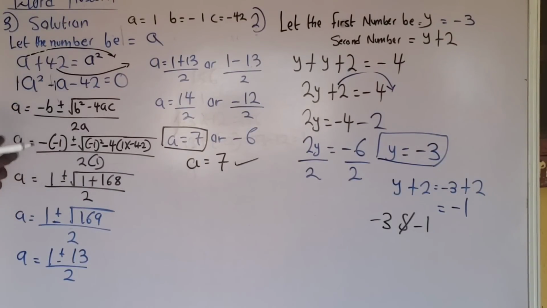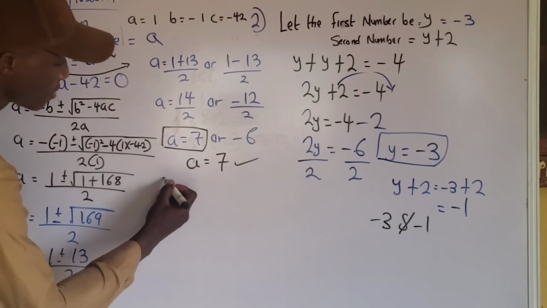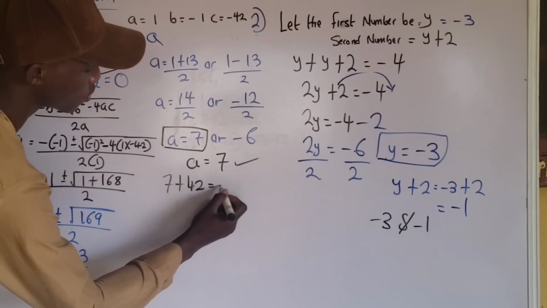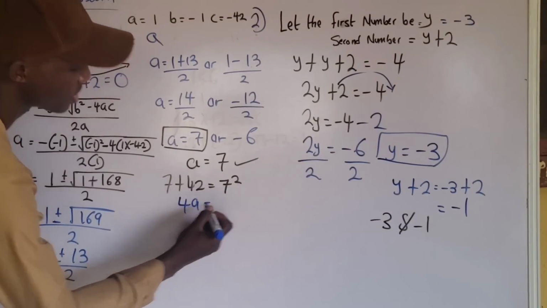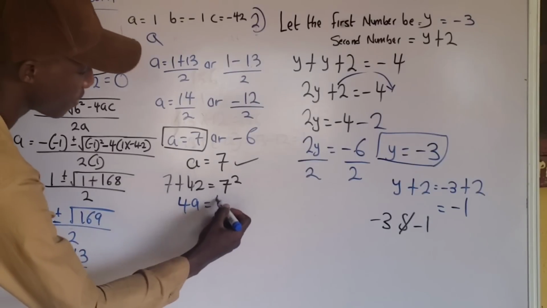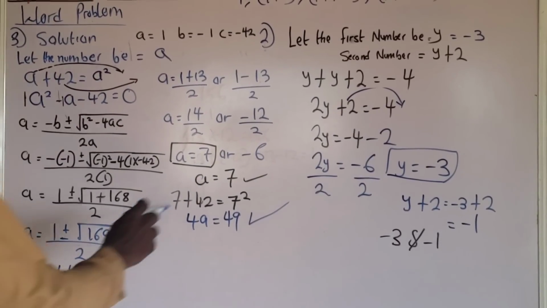Now let us check if 7 fits into our equation. We have A plus 42 is equal to A squared. Let us substitute the value of A into this quadratic equation. I'm going to have 7 plus 42 is equal to 7 squared. Is this correct? Let's check. 7 plus 42 is what? 49. Now 7 squared is what? 49 as well. So the solution to that question is A is equal to 7.